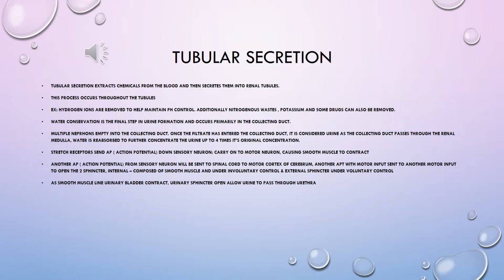Tubular secretion extracts chemicals from the blood and then secretes them into renal tubules. This process occurs throughout the tubules. Hydrogen ions are removed to help maintain pH control. Additionally, nitrogenous waste, potassium, and some drugs can also be removed.